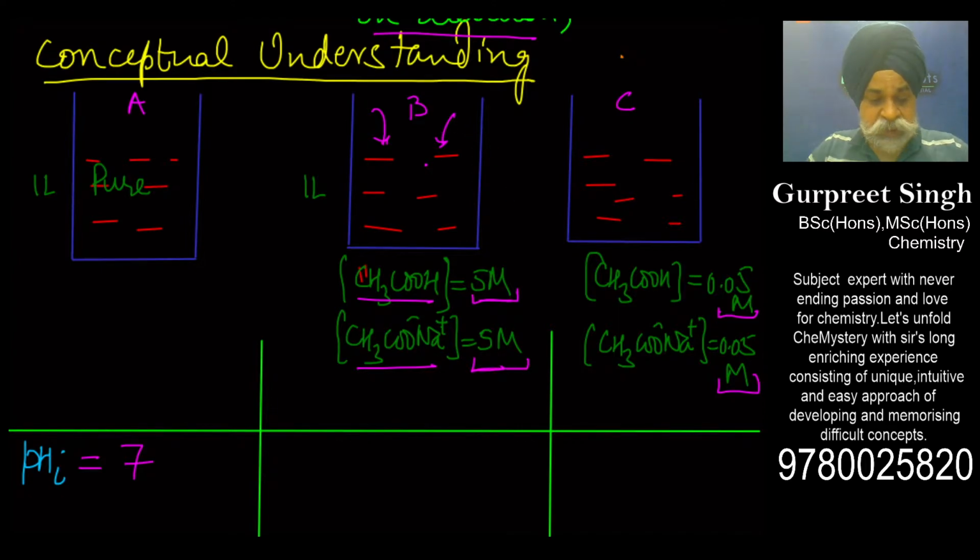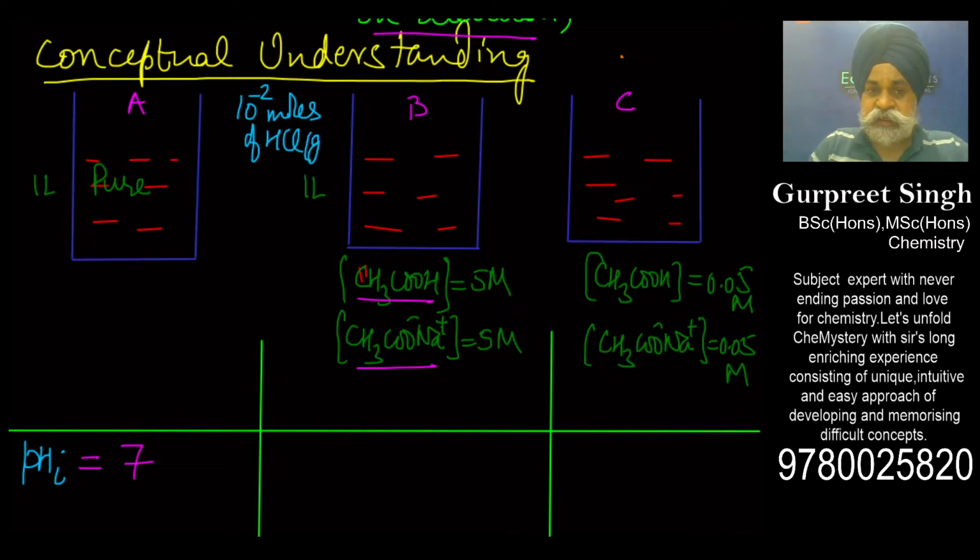Now into these three cups, if I would have added, say for example, 10 raised to power minus 2 moles of HCl gas as a simple statement. So I dissolve this HCl gas into it, because HCl is a strong electrolyte, as and when you put this gas into water, it fully ionizes. I added the same amount of HCl into these three solutions. Now what would be the fate of addition of this HCl?